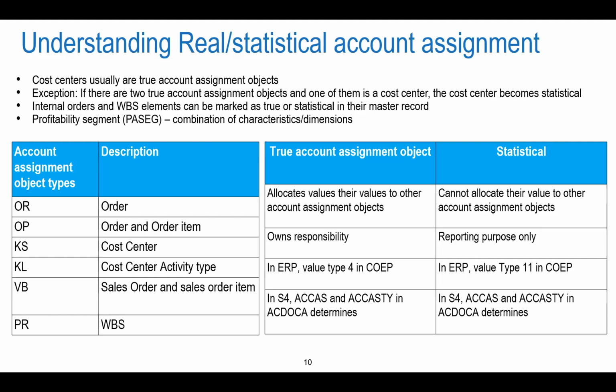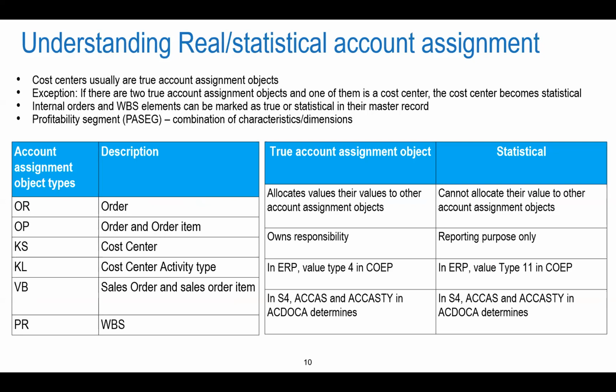How you determine whether it is a true account assignment object or statistical, right? So the definition of the statistical versus true account assignment object is you allocate values to the other account assignment objects with the true account assignment object that you assigned in the posting. Whereas with statistical, you cannot do that. You cannot do top-down distribution, you cannot do reallocate. That's one of the differences between true account assignment object and statistical objects.